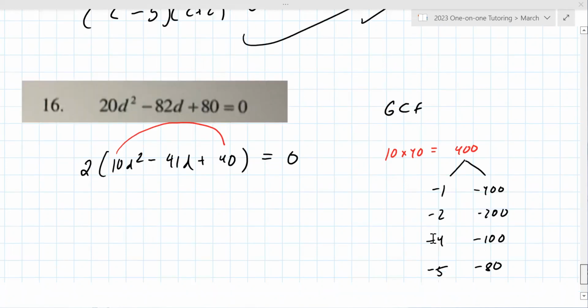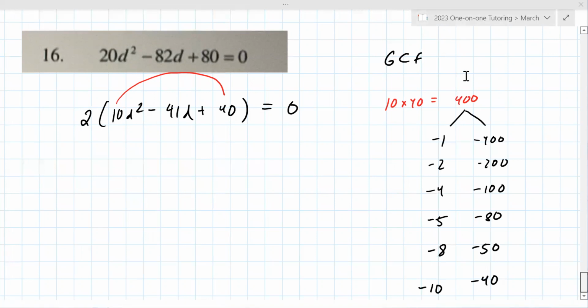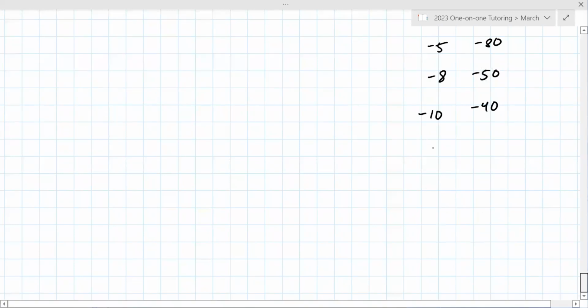Sorry, I'm just struggling. I don't know why we're not able to find the ones that work here. 400 is a big number. And this number is not right. 400 divided by 8 is 50. Okay, so it took me a while here, but it does work. 16 works, -16 and -25.